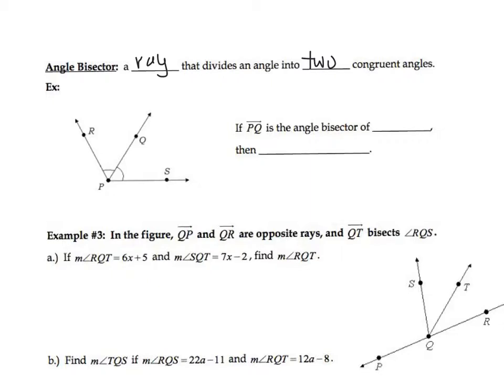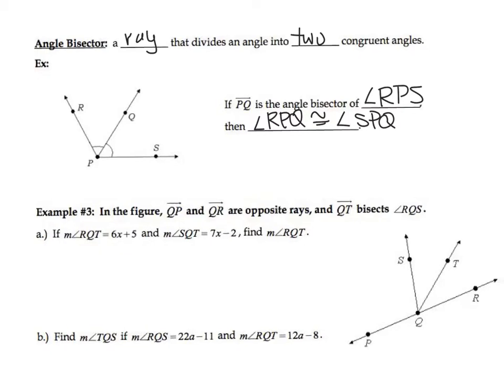So if we look at our example here, if PQ is the angle bisector of our angle RPS, then it tells us that angle RPQ is congruent to angle SPQ. And we do have our little arcs here that also indicate that the angles are congruent. So we're going to use angle bisectors to do a couple examples.